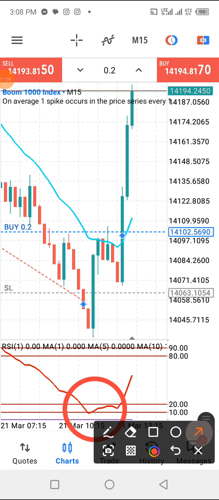Now what you just want to see is a breakout of level 20, that is the moving average, with a full candle, not a wick. Immediately it breaks out, and that candle closes, let it close. Once it closes, place your buy order. Then you put your stop loss below the candle that broke above the 20 moving average. Then you can ride it, or when you reach your daily target, you close it.